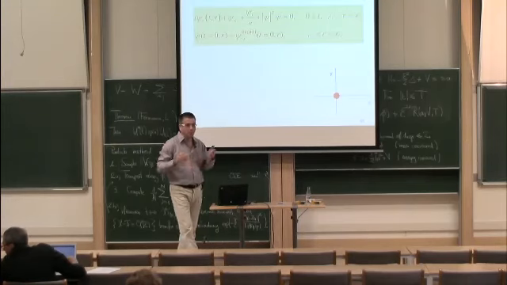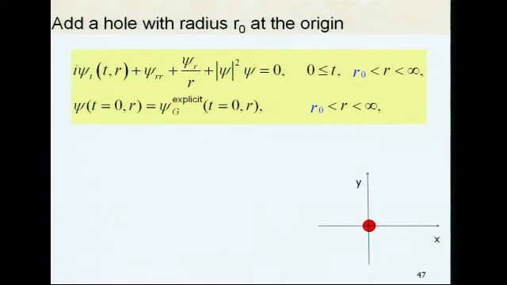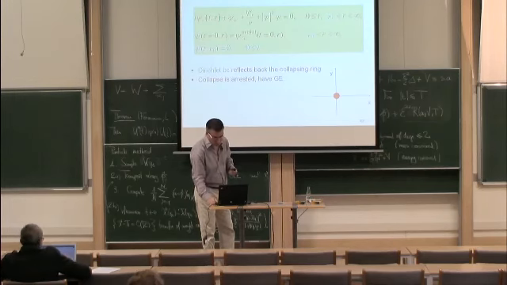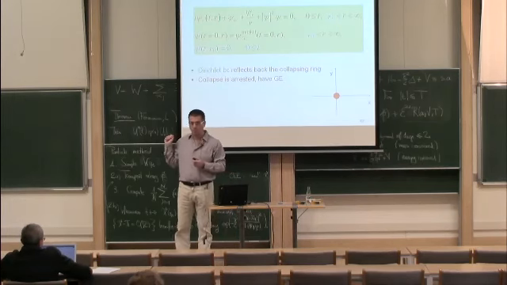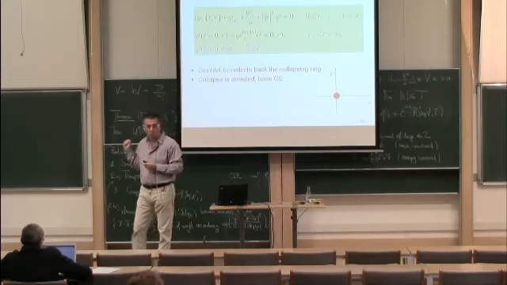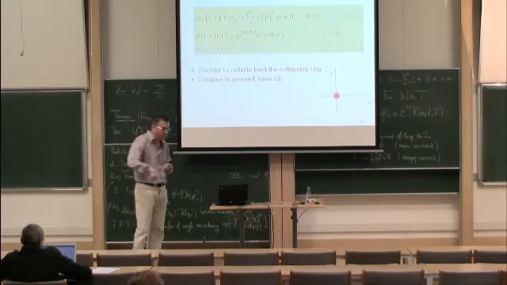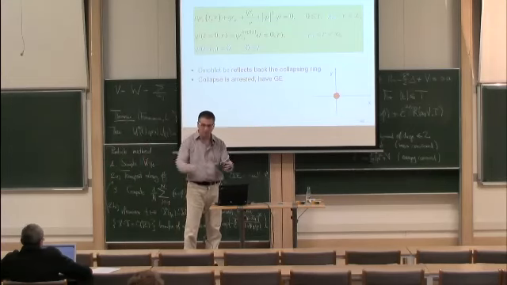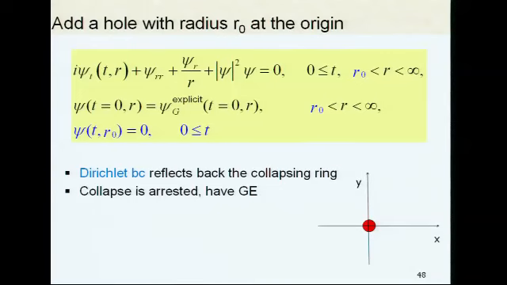So here is one possibility for continuation. We take the origin and we add a hole around the origin of radius r0. So we solve the NLS only for r between r0 and infinity, so outside of this hole. At the hole we put a Dirichlet boundary condition. Physically, it means you put a reflector here so that every radiation that hits the boundary is reflected outward. So this would stop the collapse.